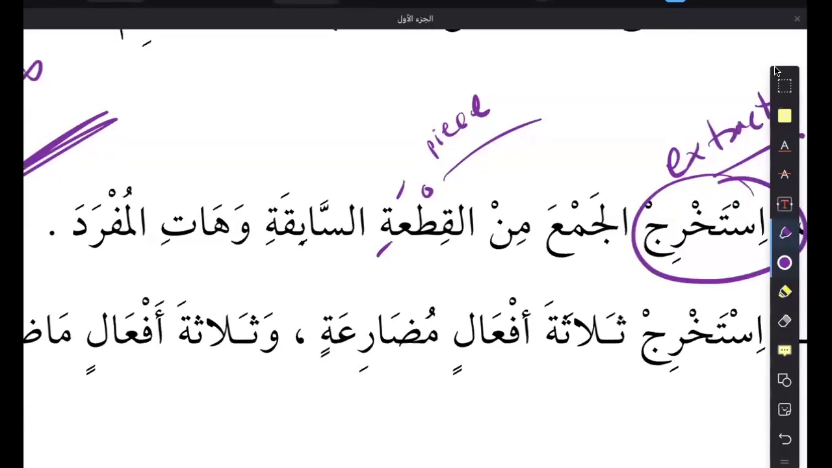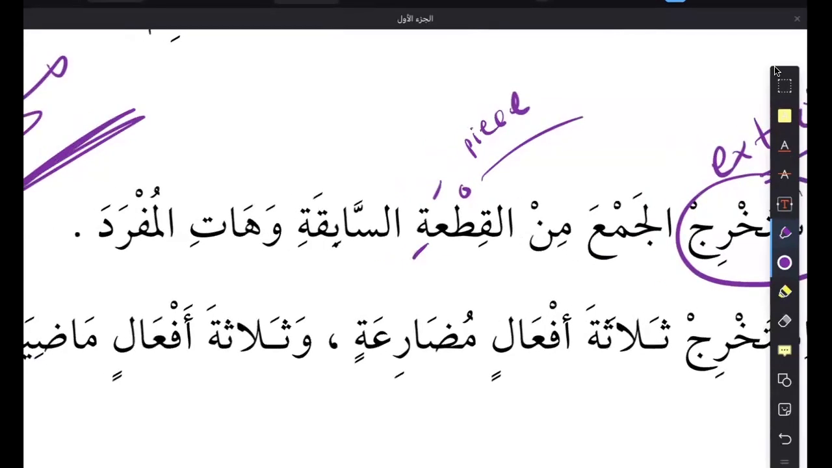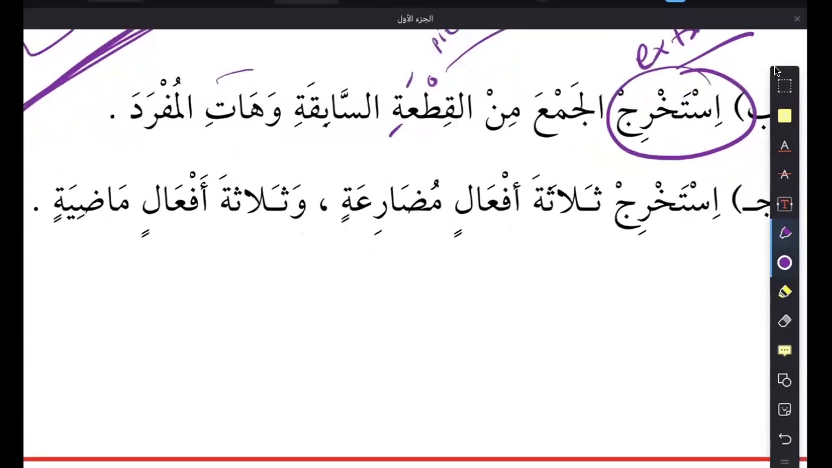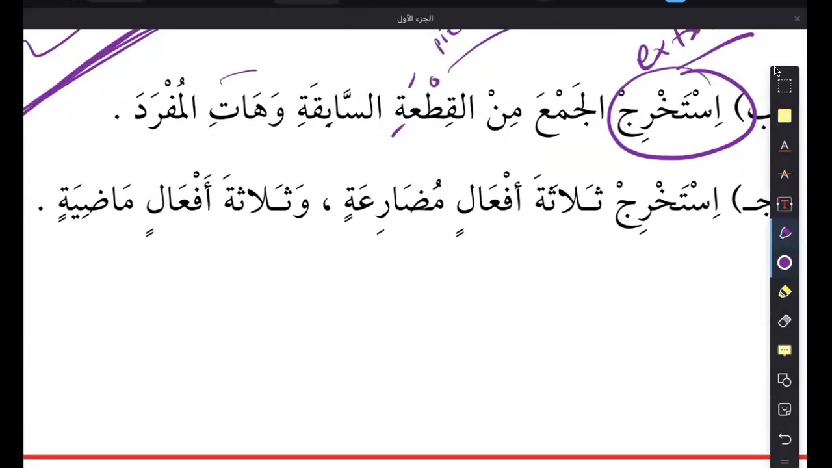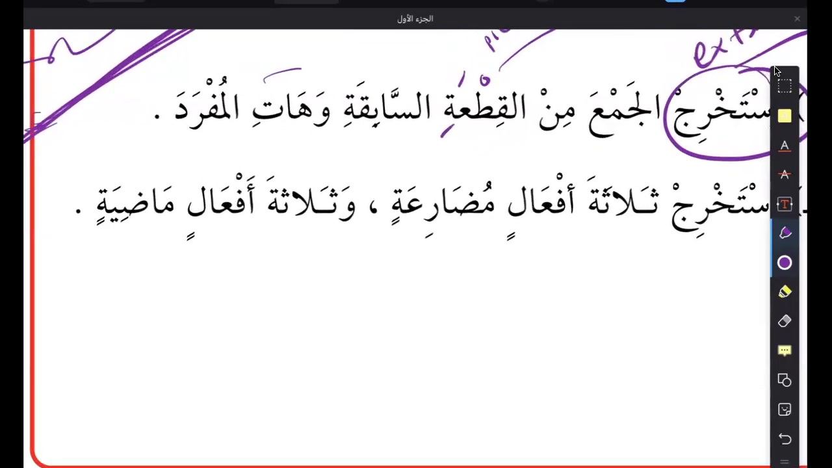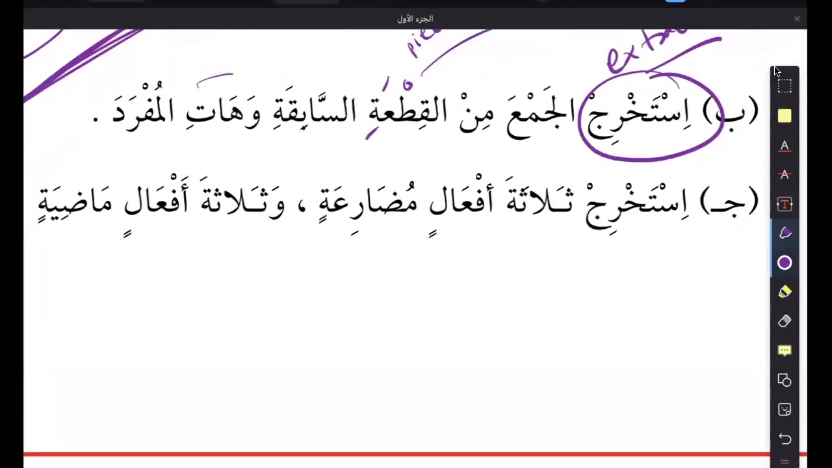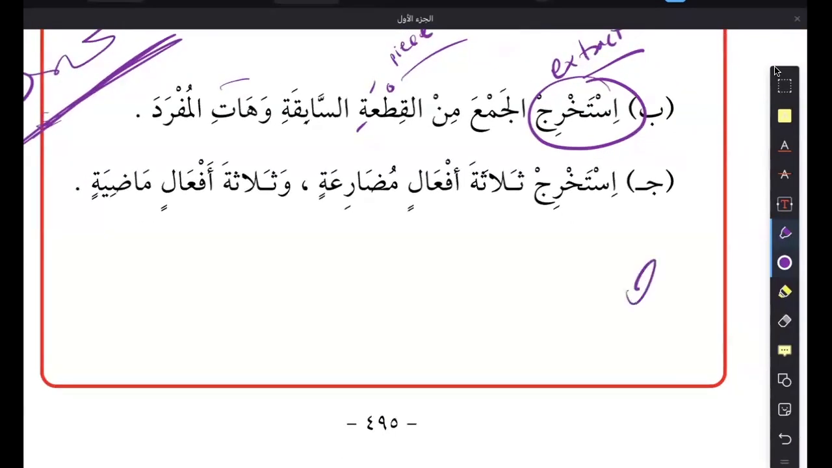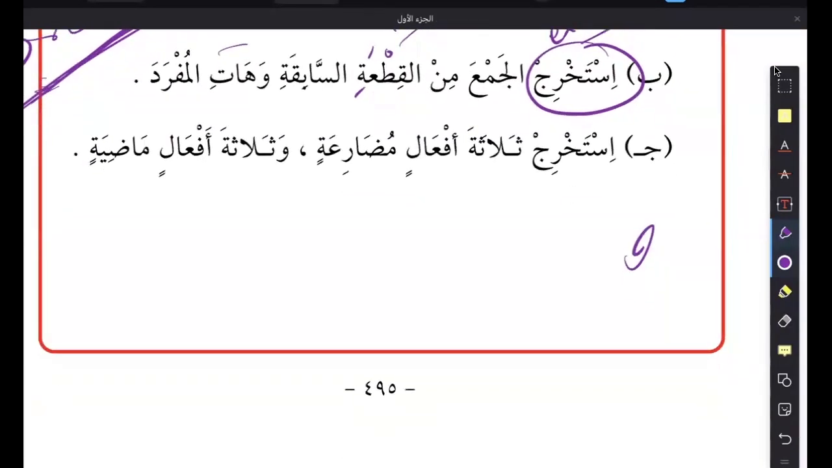So what they're asking is basically go back to the text, extract the plural from the previous text. And hati is to give. Al-mufrad, singular. So something, inshallah, you can do. Second one is استخرج ثلاثة أفعال مضارعة وثلاثة أفعال ماضية. So same thing, extract 3 present tense verbs and 3 past tense verbs. Okay, simple things, inshallah, you guys should be able to do.